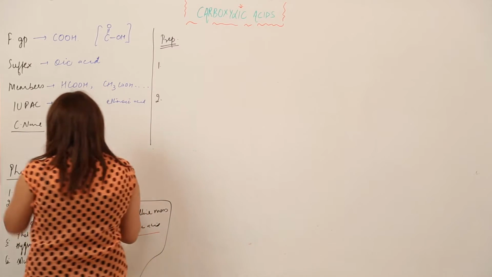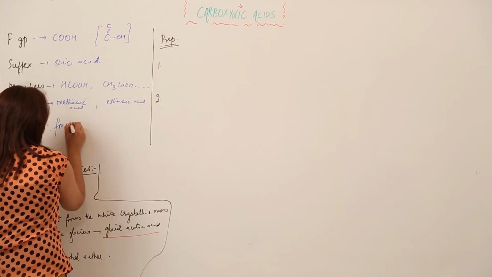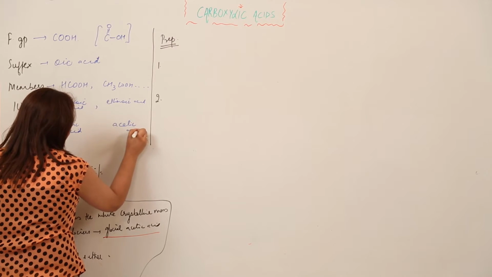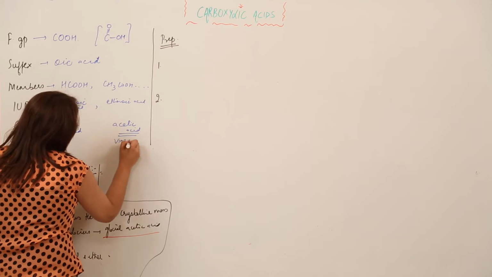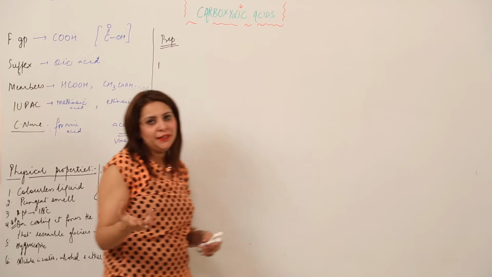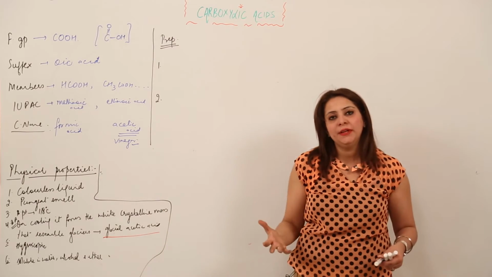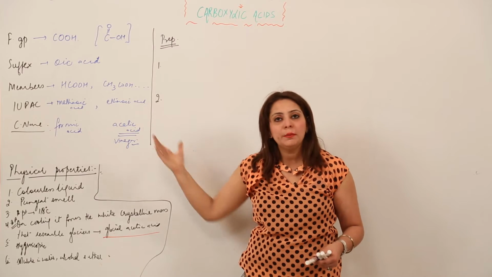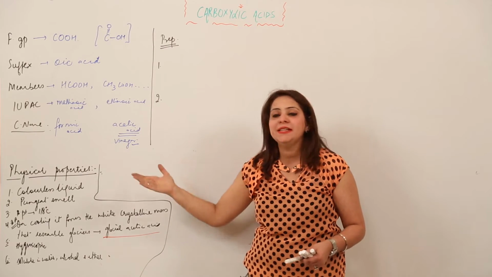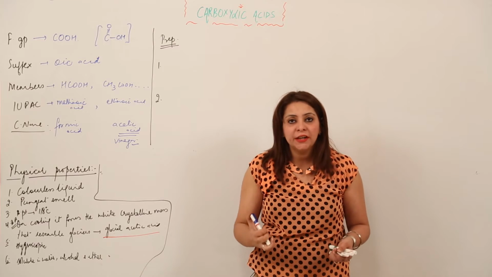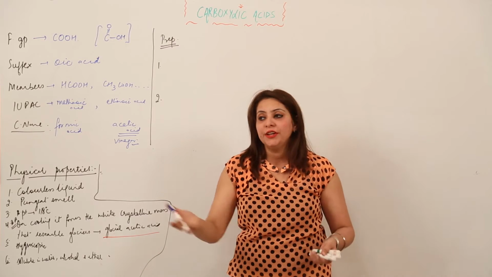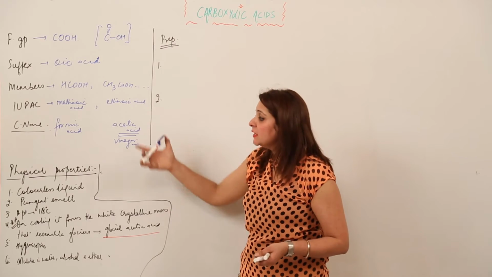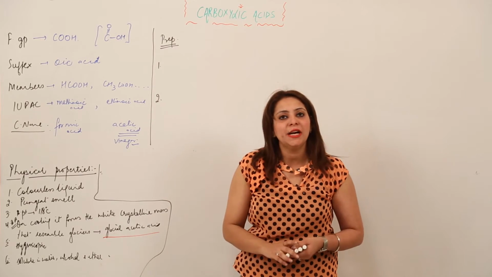So the common name for the first is formic acid, and for the second is acetic acid, which is also called vinegar. See, they have many common names, but at your level you need to remember only the two common names of these two members. The one is formic acid, another is acetic acid, which is also called vinegar. As you all are familiar, you use vinegar in your kitchens to make anything sour. So this is the general intro of the carboxylic acid.